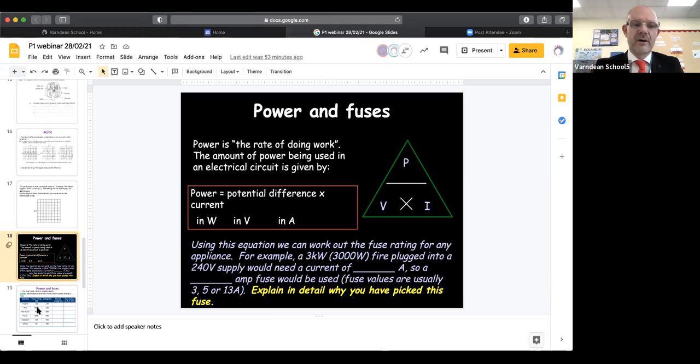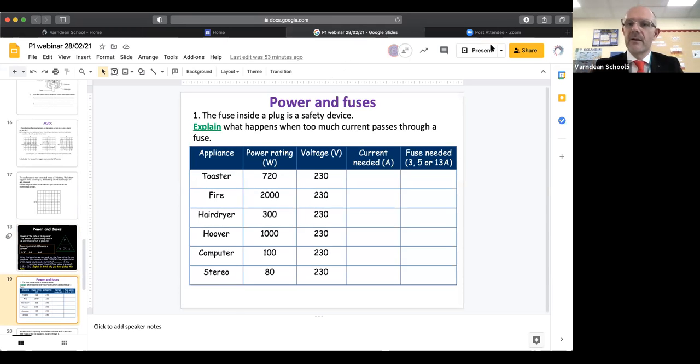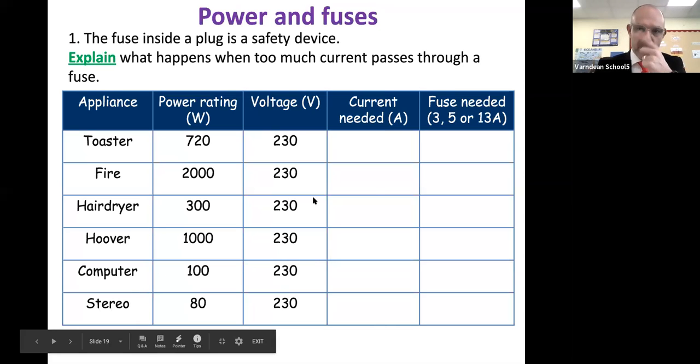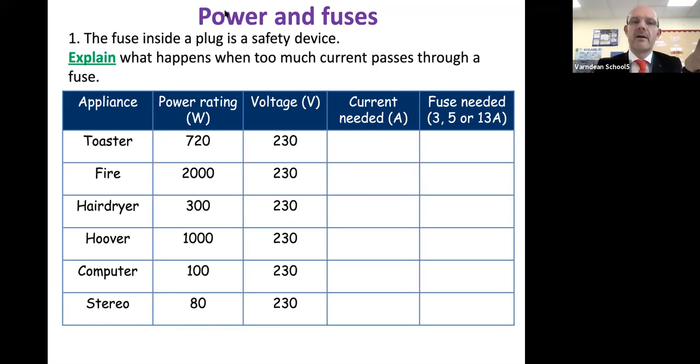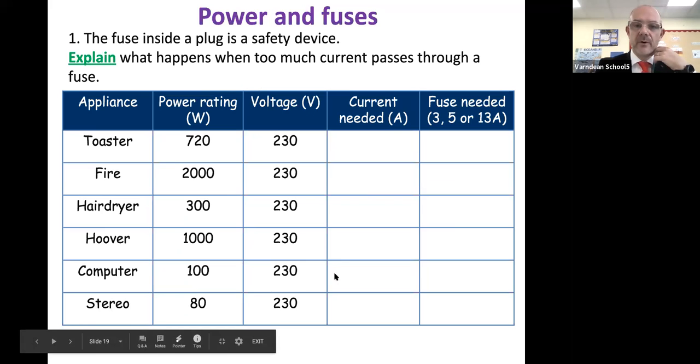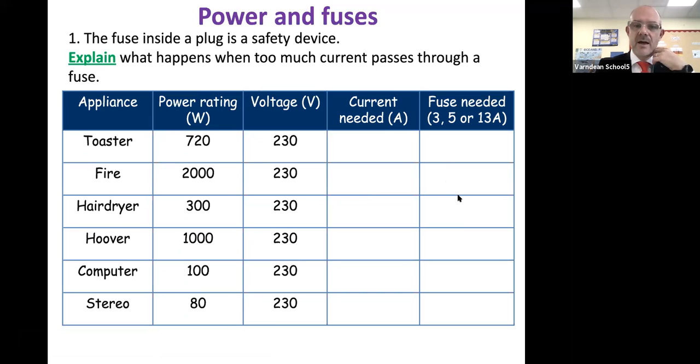So now let's try some of these calculations here. So let me just get this back up so that you can see it nice and clearly. Okay, so now we're going to look at what fuse the electric fire needs. So we're talking about a bar fire there. What fuse does that actually need? So I'm going to put up some possible answers, and you are going to decide which fuse it is that it actually needs. What fuse would a fire need?